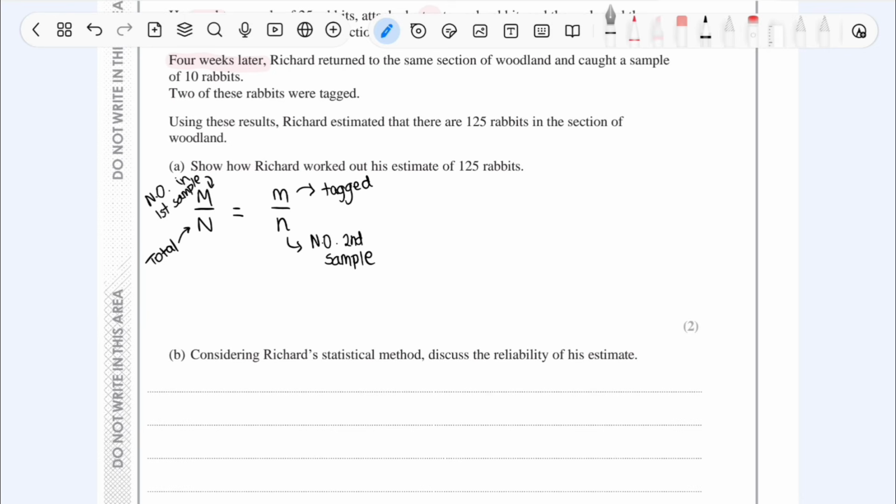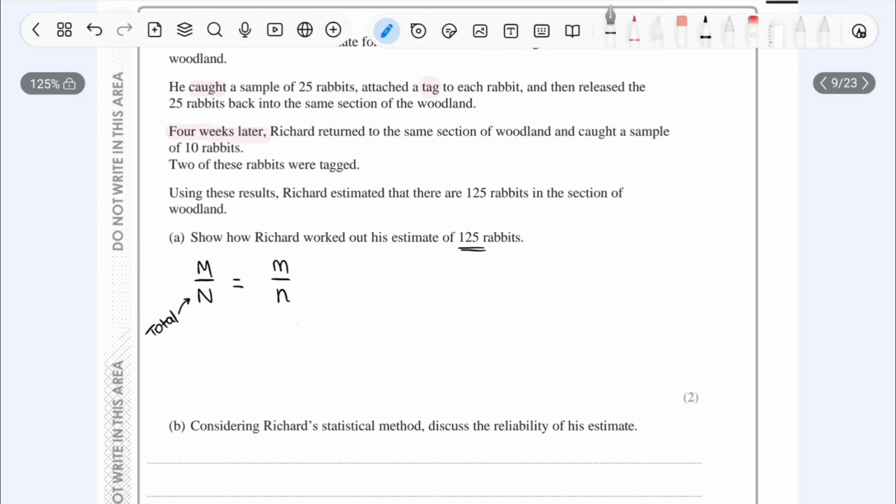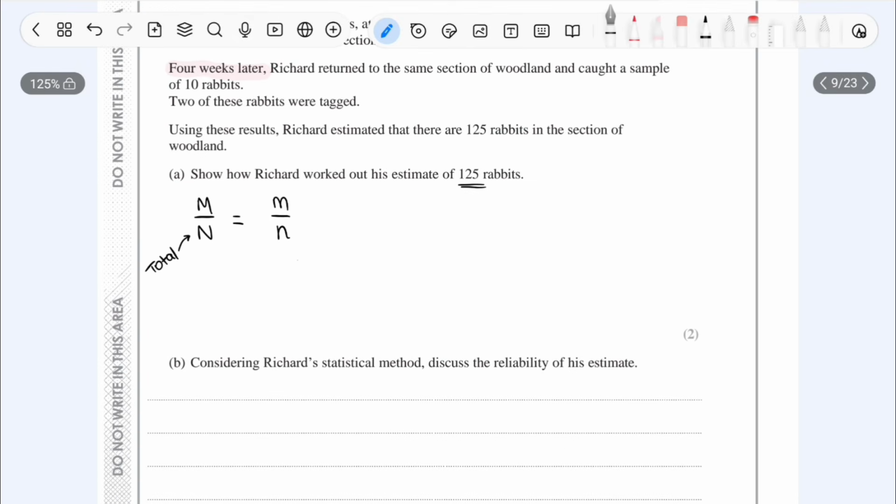Now, this is all clutter, so I'm going to make it disappear. Edexcel's actually been nice this time, and they've told us the number that we're trying to get to, 125. And you basically need to read between the lines and see what you want. An estimate of the 125 rabbits, well, that's got to be the total number of rabbits in the woodland. So, for that reason, we're going to try and find capital N.